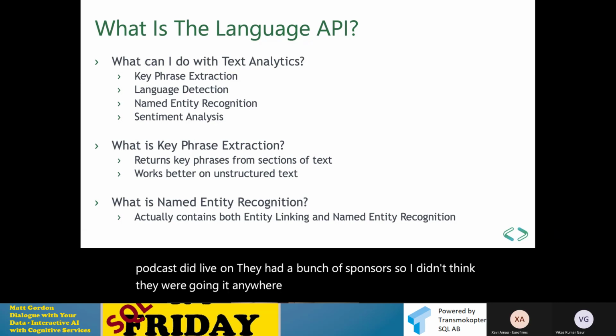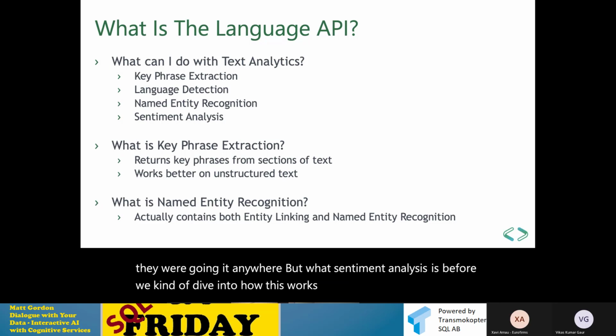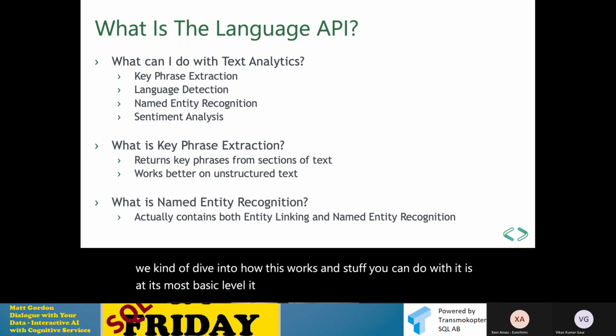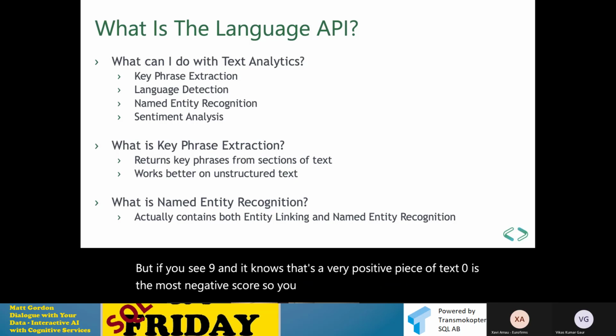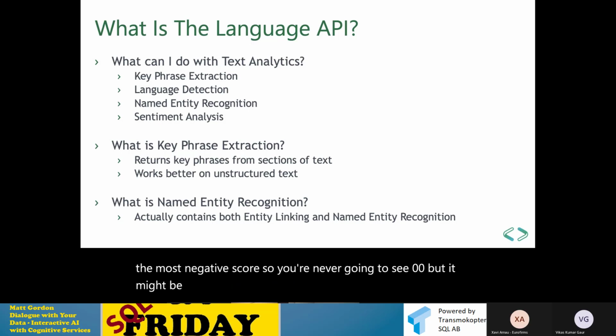But what sentiment analysis is, before we kind of dive into how this works and stuff you can do with it, is at its most basic level, it takes a chunk of text and it scores it. So 1 is very positive. So you're never going to see 1.0. But if you see 0.9999, it knows that's a very positive piece of text. 0 is the most negative score. So you're never going to see 0.0, but it might be 0.00111, whatever. That's very negative, and it goes off the text it sees and all of that.